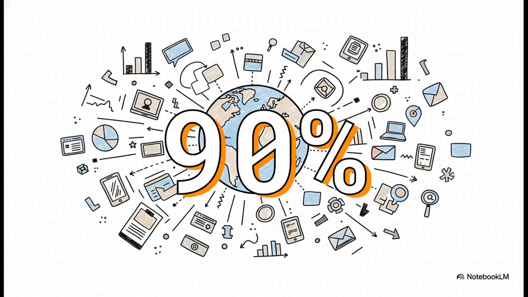Now, compare that to the display network. Just take a second and look at this number, 90%. That's the slice of all internet users across the entire globe that Google says the display network can reach. The scale is just mind-boggling.